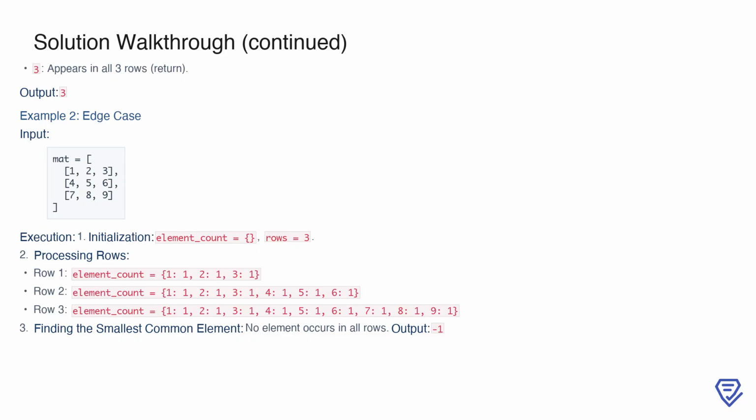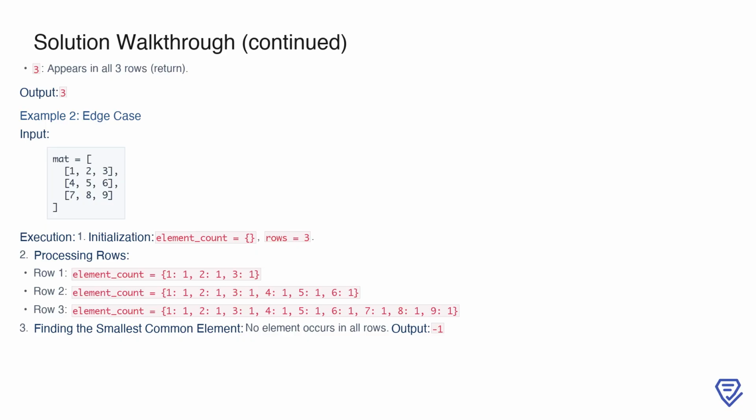In this example, we start with 1 but find it only appears in one row, so we skip it. Similarly, 2 appears in 2 rows and is also skipped. When we reach 3, we see that it appears in all 3 rows. Since it's the smallest element that meets the criteria, we return 3 as the output.